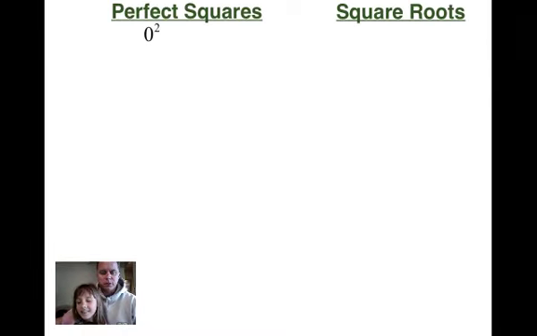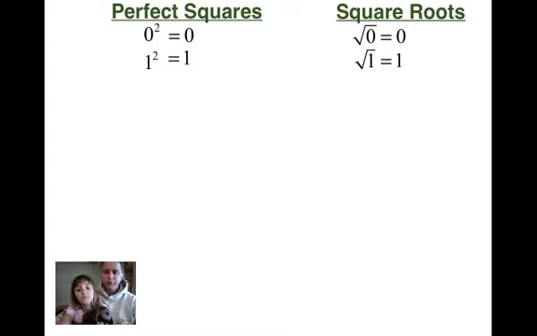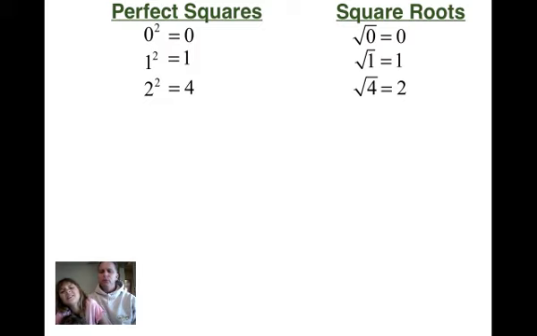Let's practice some. So 0 is a perfect square, because 0 times 0 is 0. The square root of 0 is 0. And then 1 squared means 1 times 1, and that's 1. And the square root of 1 is 1. 2 squared is 4. Square root of 4 is, do you know what it is, Gab? 2.